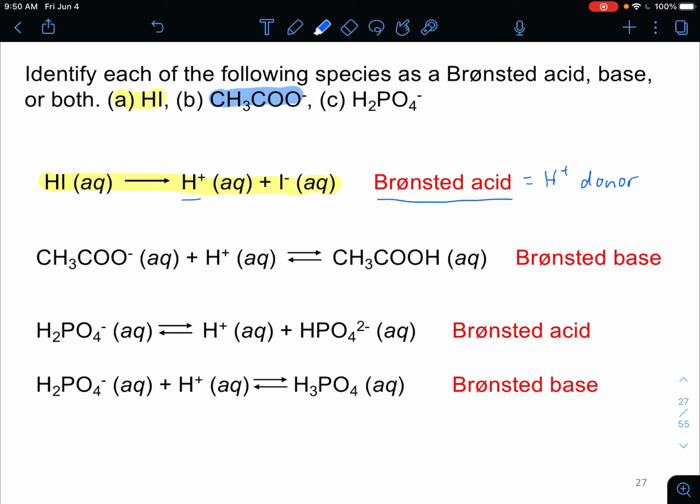The next one, it's asking about the acetate ion. So the acetate ion, we would say that is what we call the conjugate base of acetic acid, which is written here. So now the equation describing the reaction of acetate, that's showing it receiving an H+ ion. So clearly it's behaving as a base because it's an H+ acceptor.